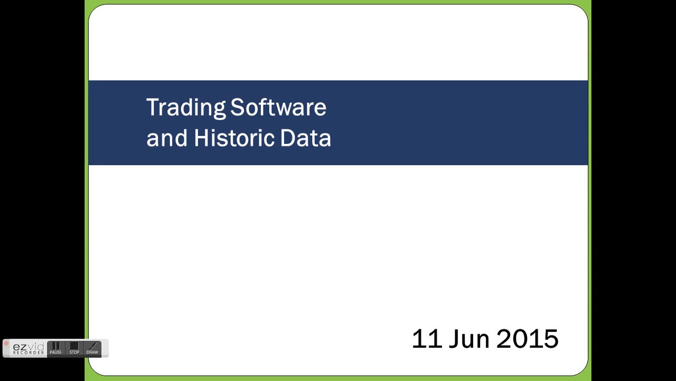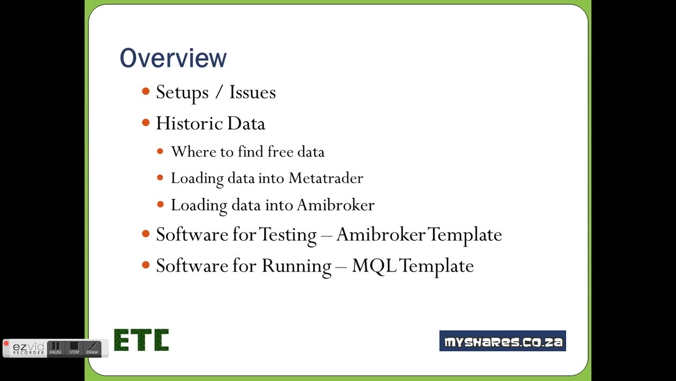This session will be a bit more practical rather than theory or research, as we're focusing on software and data, some critical stuff for any robot trader. So here's the overview. We quickly go into some common issues with our setup, then I go through where to find historic data for different instruments. I then work through a tutorial on how to upload this data into both Amibroker as well as MetaTrader. And finally, I discuss some base templates for Amibroker and an MQL algorithm.